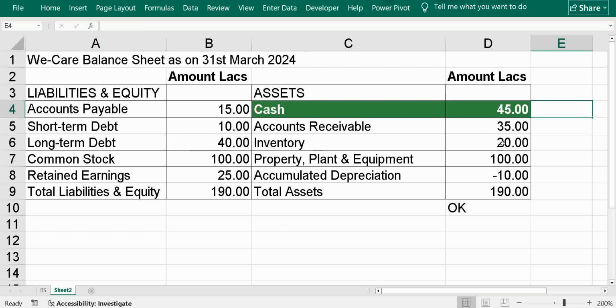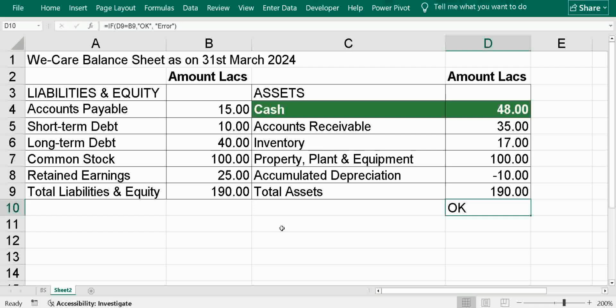Here inventory, if inventory is 3 lakh reduced, means here also 3 lakhs reduced. To the extent of 3, it should be increased to cash. So within the asset side, if anything increases, cash decreases. If any item decreases, cash is increased.